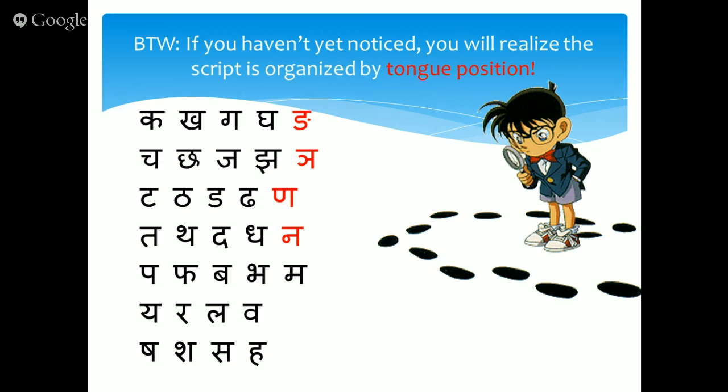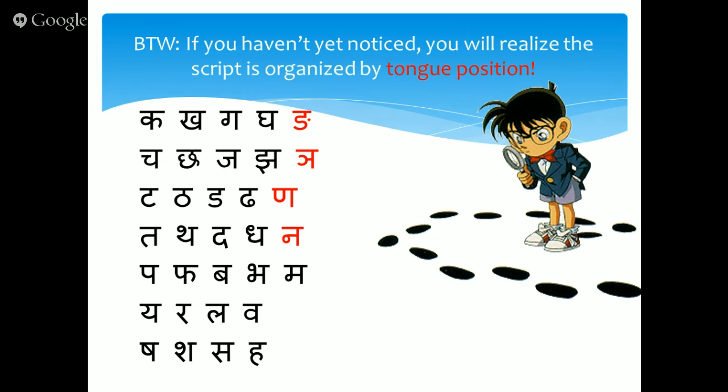organized by tongue position. And so this is alphabetical order for Devanagari. It starts in the back of the mouth with the tongue pressing the back of the mouth. And so we have the sounds ka, kha, ga, gha, and nga, right? Then we go a little bit further in the mouth, which is the flat part of the tongue touching the roof of the mouth. And so we have cha, chha, ja, jha, and nya, right?